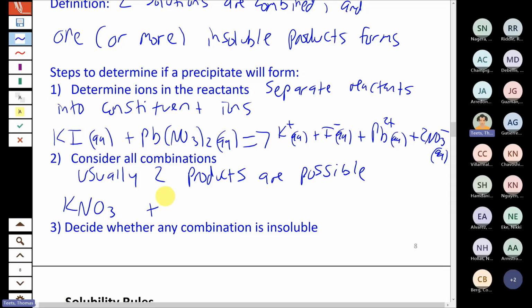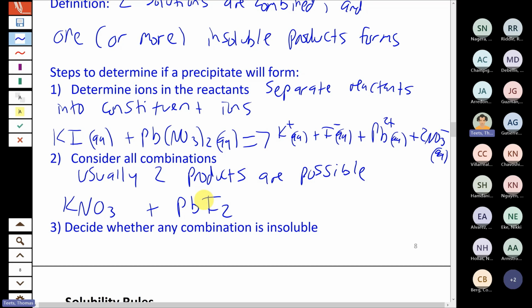And then the second product would be Pb2+ from the second reactant, the cation, combining with I-, which is the anion from the first. Now, you have to make sure you get the formulas correct, especially if you're writing out the chemical equations for these. So for Pb2+ and I-, the correct formula would be PbI2, because you need two I- to balance the 2+ charge on lead.